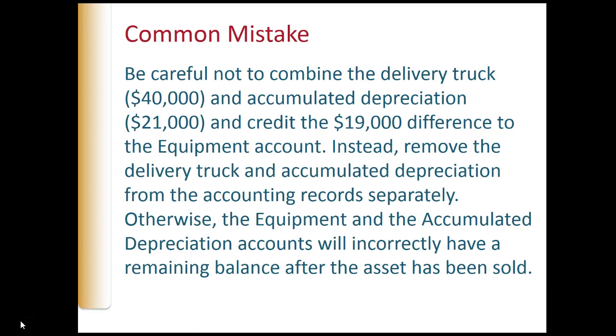Be careful not to combine the delivery truck of $40,000 and the accumulated depreciation of $21,000 and then credit the $19,000 difference to the equipment account. Instead, we have to remove the delivery truck totally, and then we have to totally remove the accumulated depreciation from the accounting records separately. Otherwise, the equipment and the accumulated depreciation accounts will incorrectly have a remaining balance after the asset gets sold, and we don't want to do that.